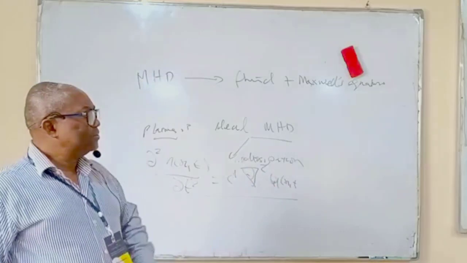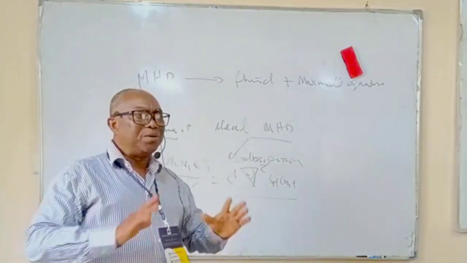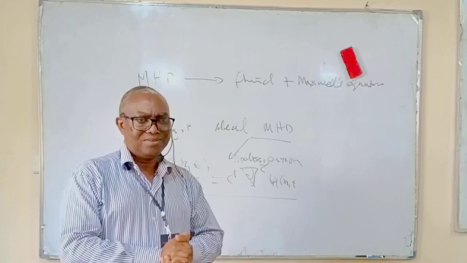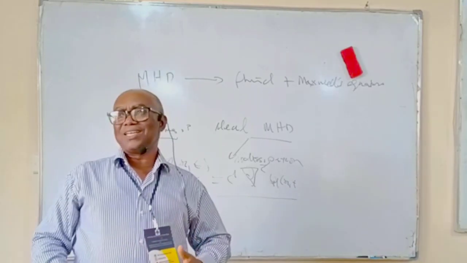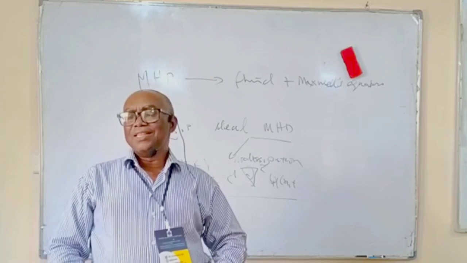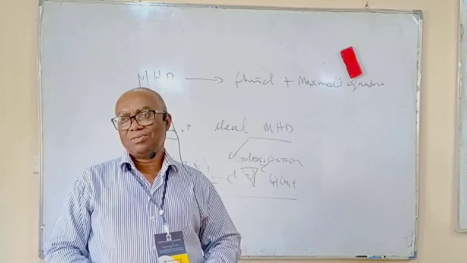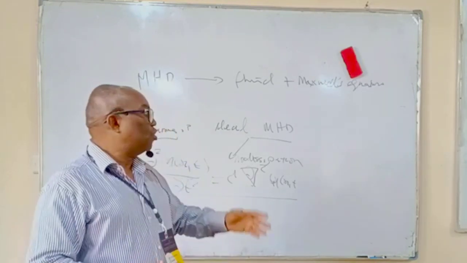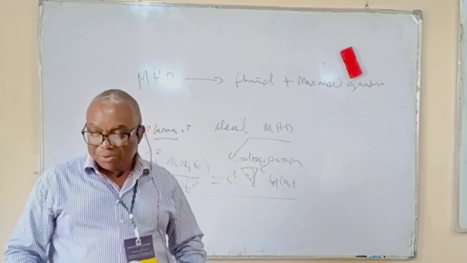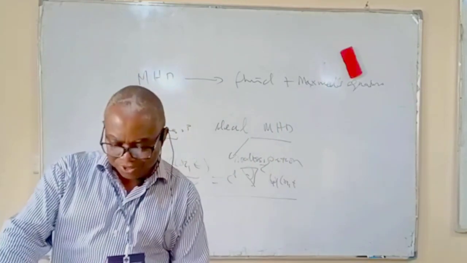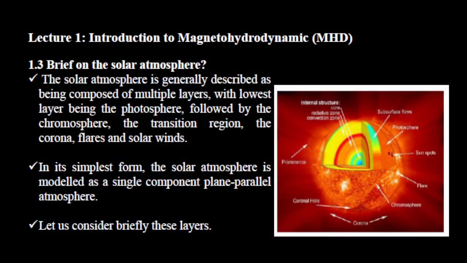you will see that our interests will actually be the solar atmosphere. We want to see the processes and activities that go on in the solar atmosphere that are actually a result of propagation of waves. Propagation of what? Waves. So, we will look briefly at the solar atmosphere. We may ask ourselves, what is the solar atmosphere? You know, you have the sun.